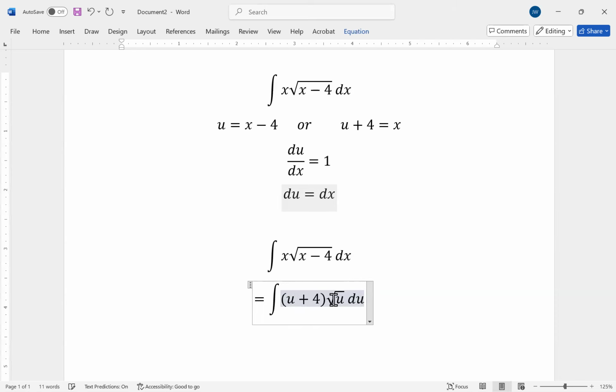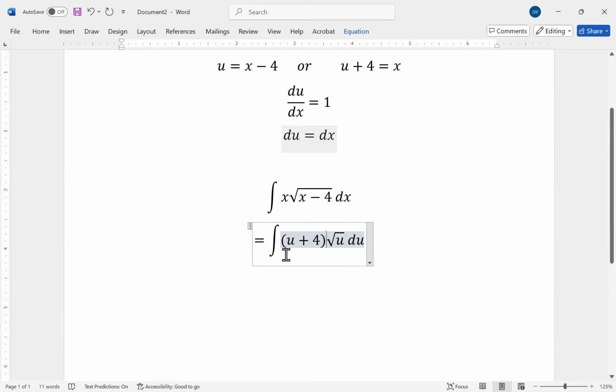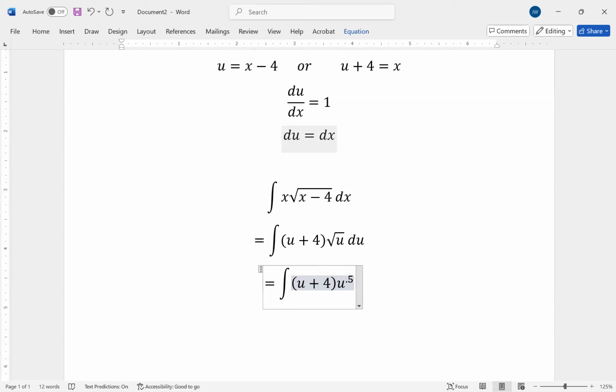Now be careful when you do that. That u plus 4, quantity u plus 4, has to multiply times the square root of u. So when I do my substitution with algebra, I get that. Now the square root of u is also known as u to the 1/2 power. So again, I'm going to rewrite this. I'm going to get u plus 4 quantity times u to the 0.5 power, or the 1/2 power, du.